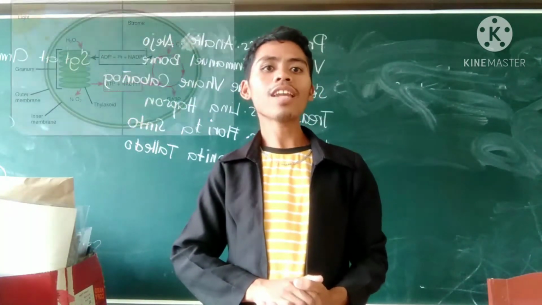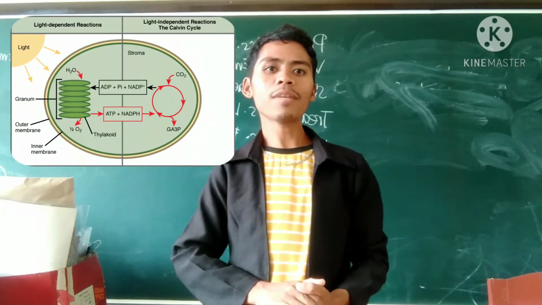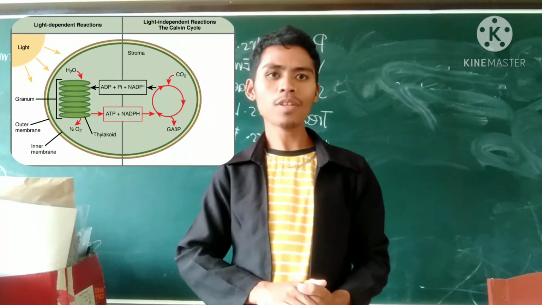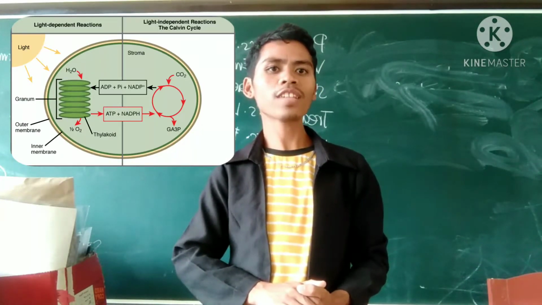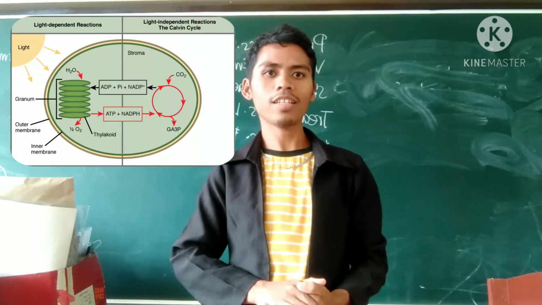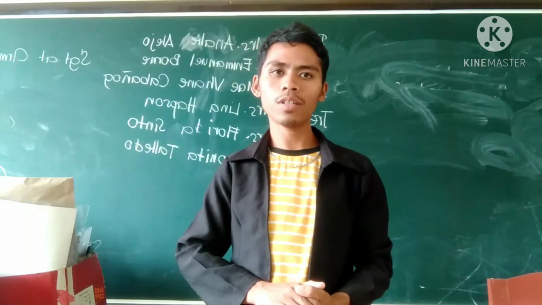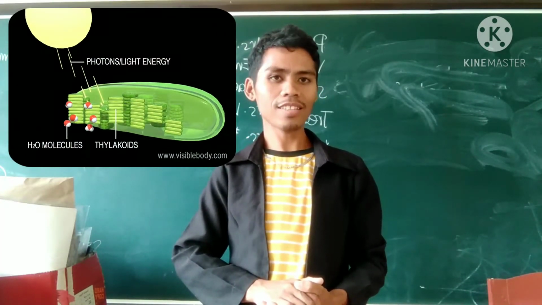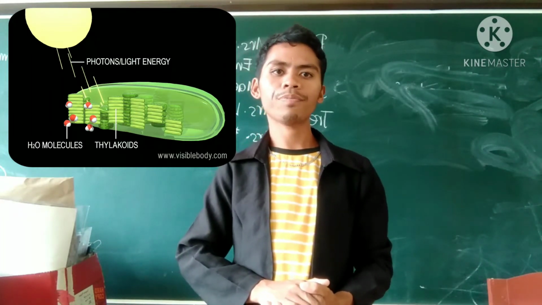The light-independent reaction of photosynthesis takes place within the stroma. It contains enzymes that work with ATP and NADPH to fix carbon from carbon dioxide into molecules that can be used to build glucose. The light-dependent reaction of photosynthesis takes place within the thylakoids.